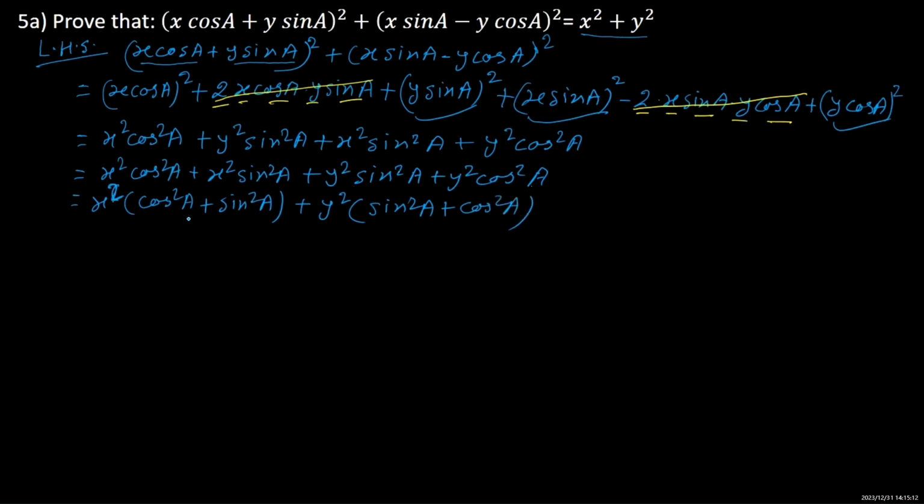Again, we know the formula of sin square A plus cos square A is 1. We know this formula: sin square A plus cos square A equal to 1. So in place of sin square A plus cos square A or cos square A plus sin square A, we'll put 1. And here we'll get x square into 1 plus y square into 1 equal to x square plus y square, which is our required RHS. Hence it is proved.